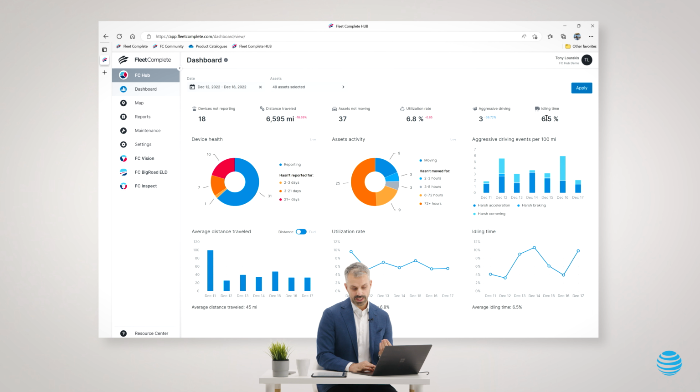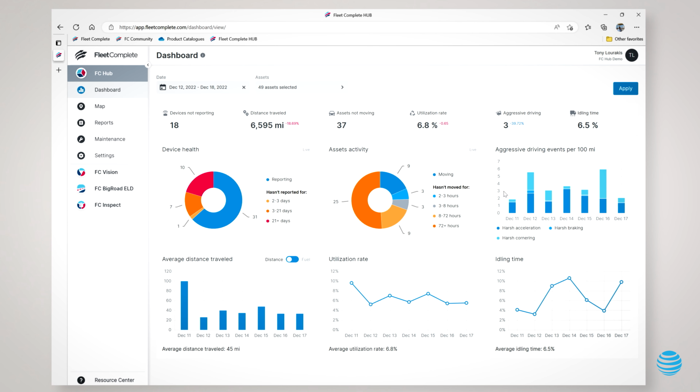On the right here, I see an overall idle percentage. This gives me an idea of how much my fleet is idling, which is a key driver of burning fuel and bad for the environment and bad for fuel costs or fuel expense. Below here, I get to see the average aggressive driving events per day and what the top 3 events are in my fleet. So I can again understand where I may need to focus on to make my fleet safer.